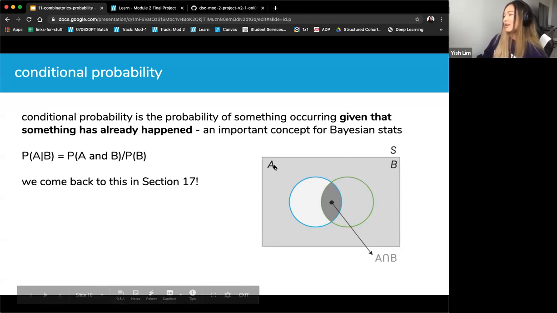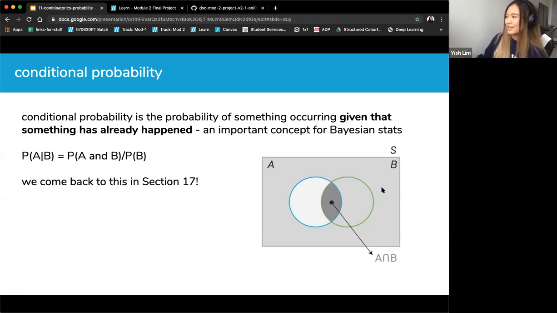So let's say the blue circle is A, the green circle is B. Given B, so B has already happened, what is the probability of A? B is now our new sample space. What proportion of B is A? That's why we're taking this little intersect part divided by the whole of B. That makes sense?